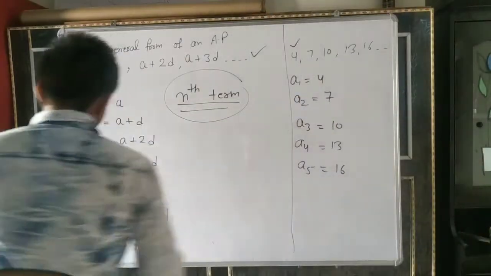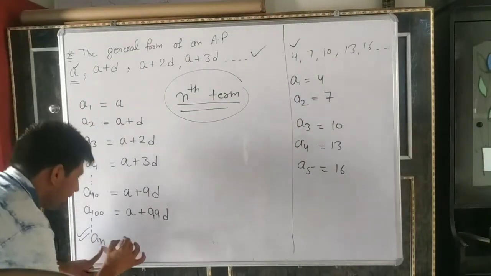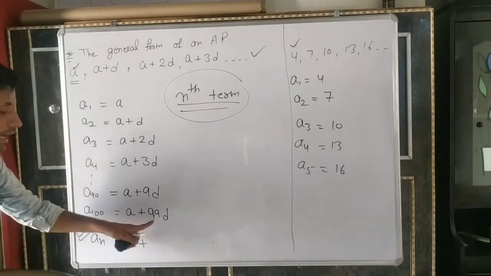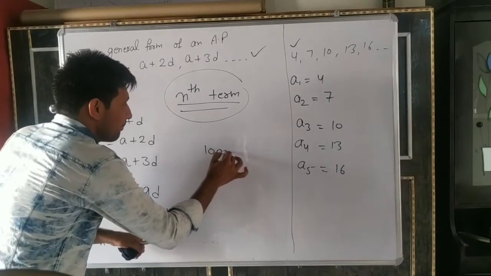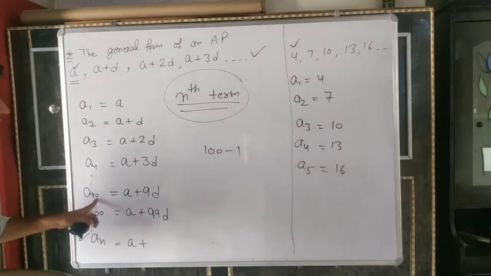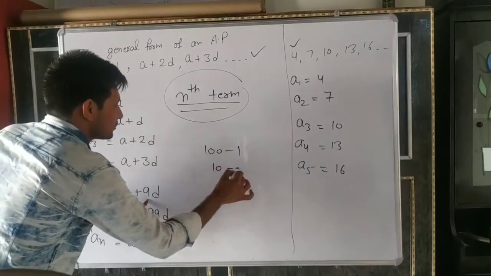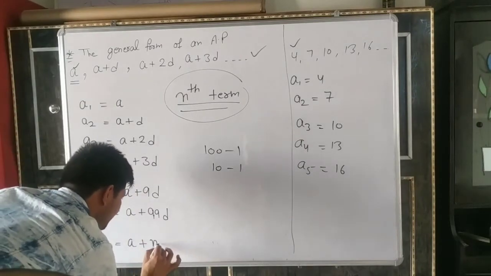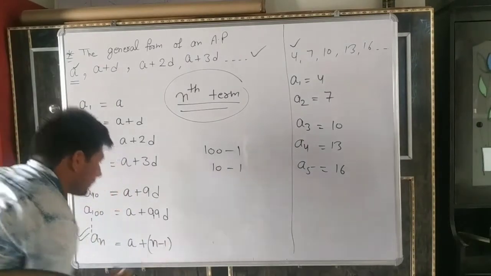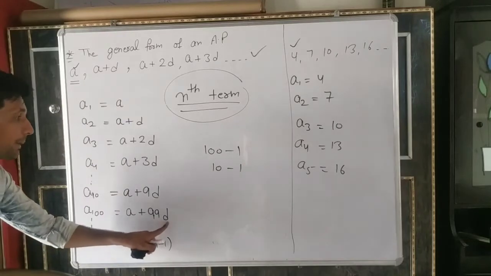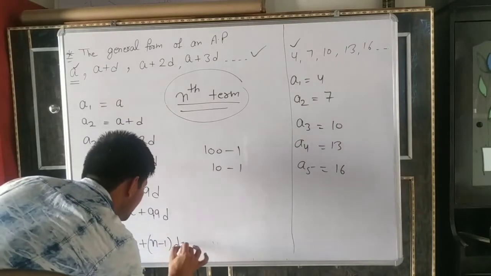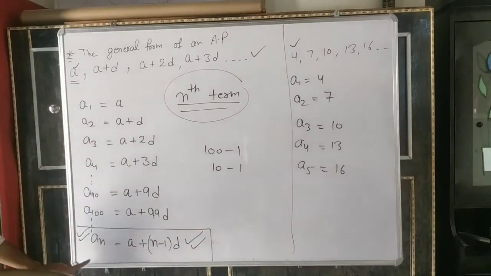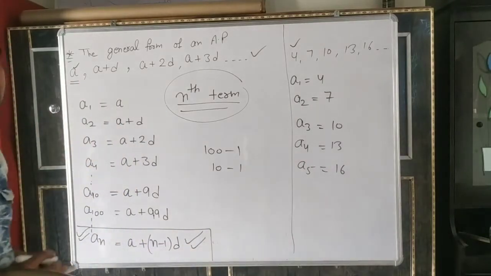So what is the nth term? A plus, and here if it is 100, then it is 100 minus 1. Same as here, it is n, so we will write n minus 1 in brackets. Always write it in brackets and multiply by d. So this is the formula for finding the nth term of an AP.